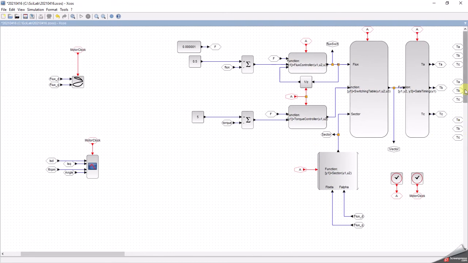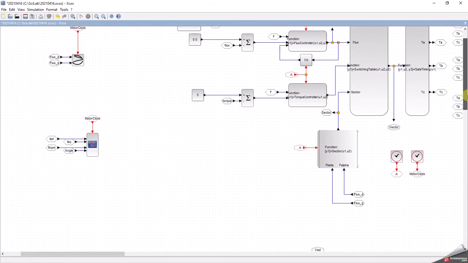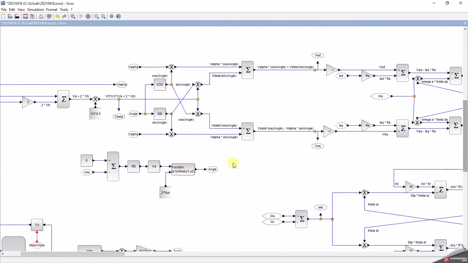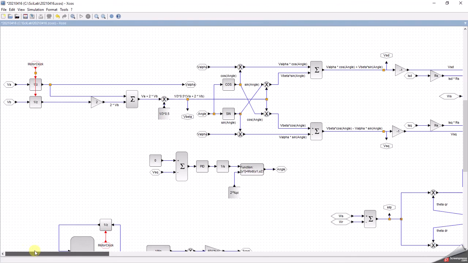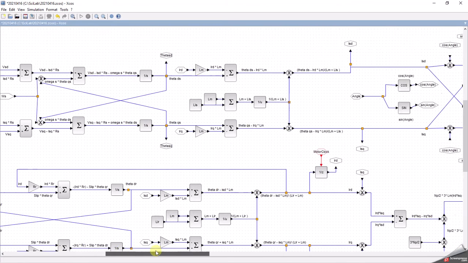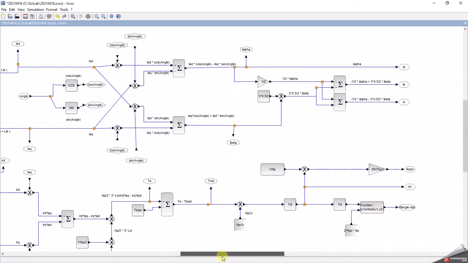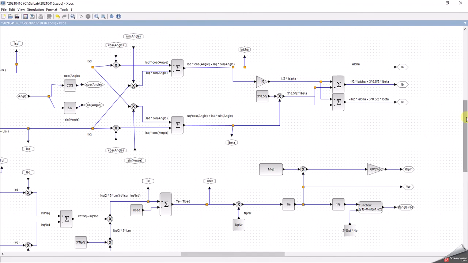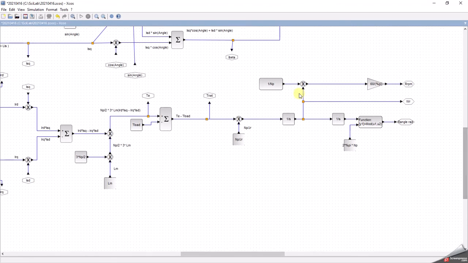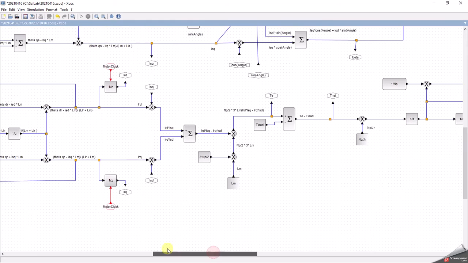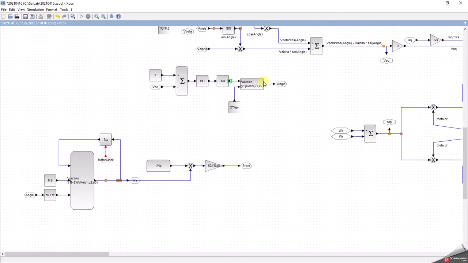And then you have to develop a motor model, right? Because you need to simulate a motor. This is the motor model over here. As you can see, the motor model is much more complex than the DTC model. So that's a motor model there. Okay.